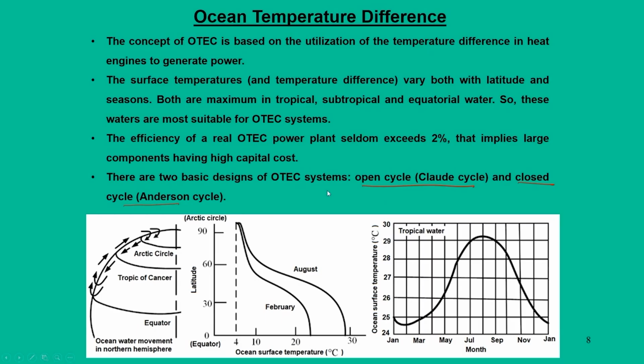And other possible limitations for this ocean temperature difference concept: if you look at the geographical map of ocean water movement on the earth's surface, this particular figure shows locations where we have the equator, Tropic of Cancer, and Antarctic Circle. We call this latitude, so we are moving along the latitude.